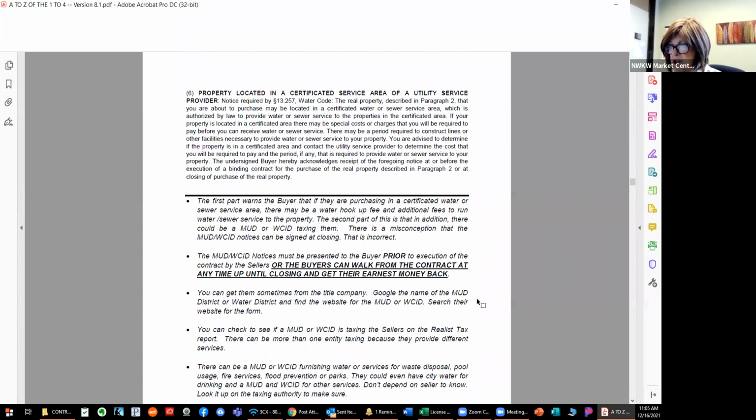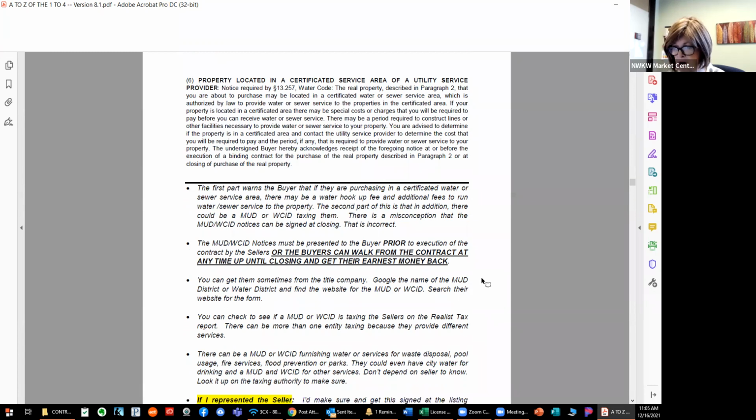Property located in a certificated service area of a utility service provider. Could they not make this longer? Come on, there's room for another eight more words in there. Just keep in mind, this first part warns the buyer that if they are purchasing in a certificated water or sewer service area, there may be a water hookup fee and additional fees to run water sewer service to the property. The second part of this is there could be a MUD or WCID involved, taxing them.